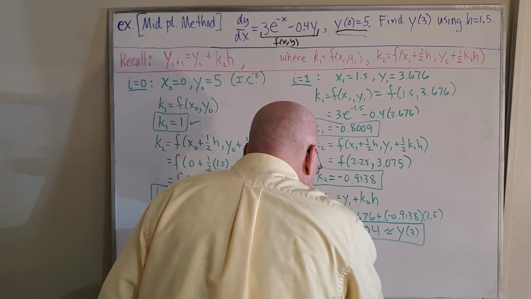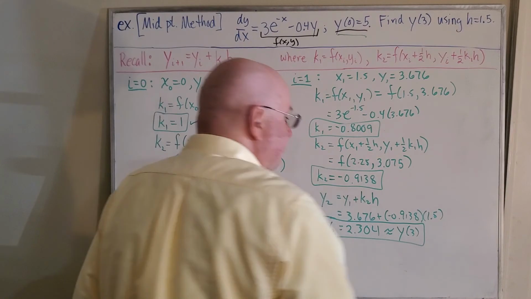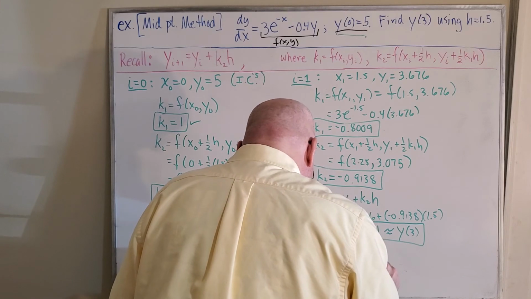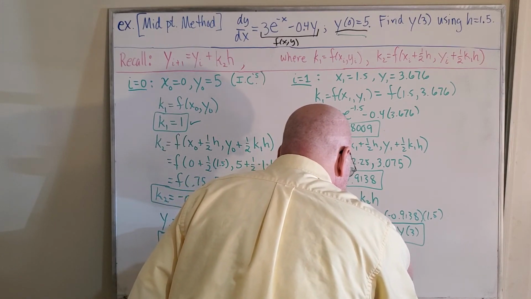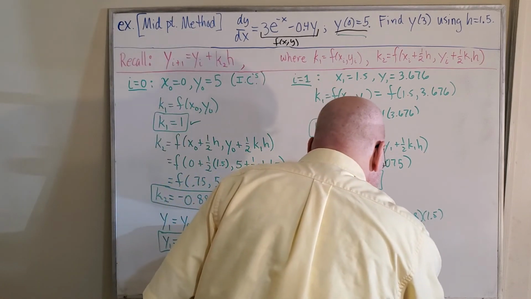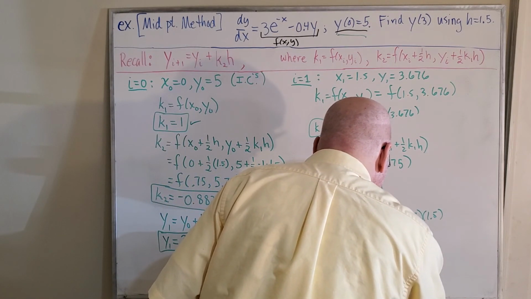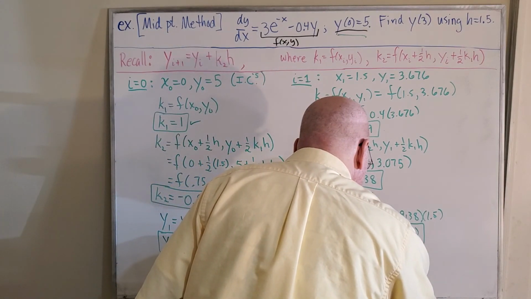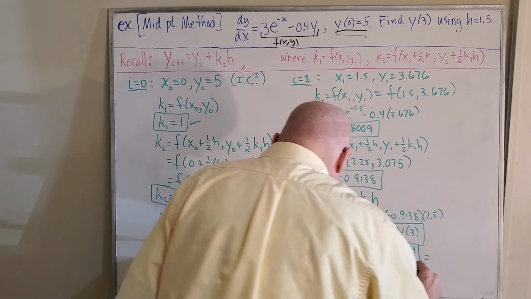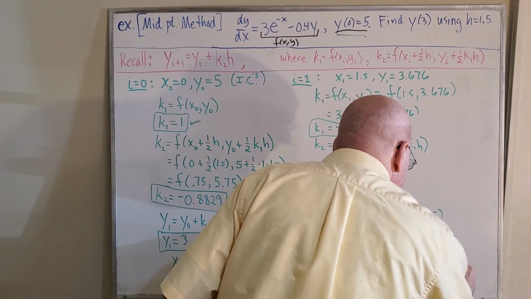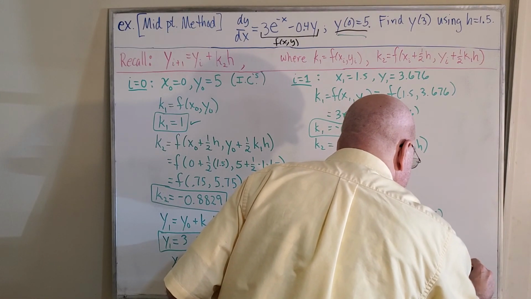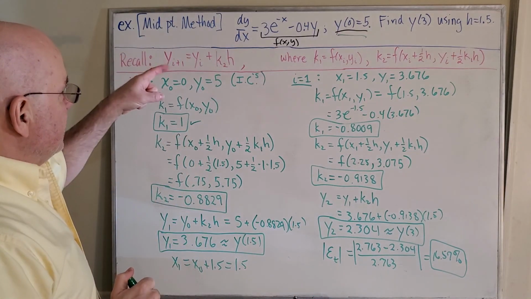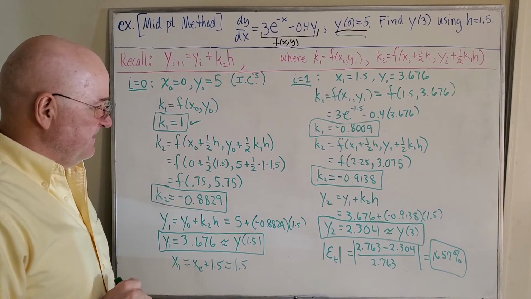And this tells us that our true absolute relative error is equal to, if you remember, 2.763 is the correct number. So this one doesn't look as good as last time using Heun's method. This error is pretty significant, 16.57%. So for this example, Heun's method worked much better than did the midpoint method.